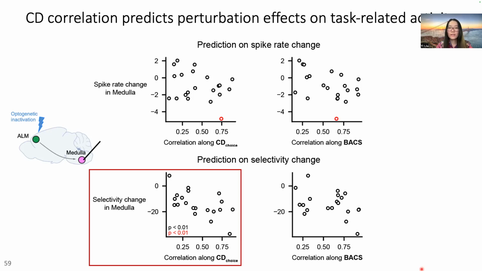I want to emphasize again that all the subspaces and the correlations along subspaces were calculated on control trials only, yet perturbation effects can still be predicted. This perturbation analysis shows that even though CD is calculated through maximizing subspace decodability within single areas, and it does not have maximized correlation between areas, the between area correlation along the subspace is still able to predict the selectivity change on one brain area when the other area is being perturbed.